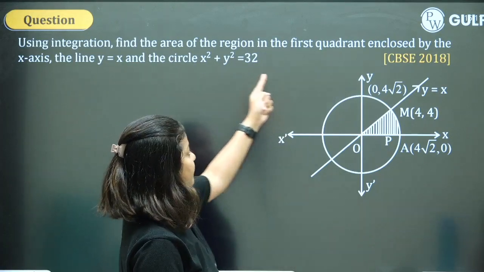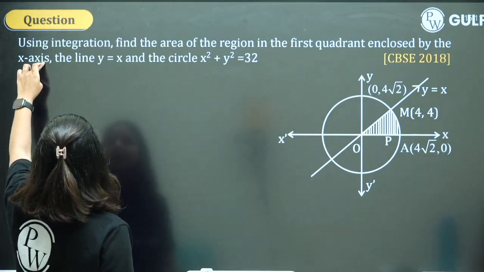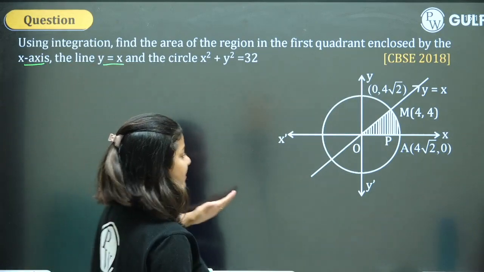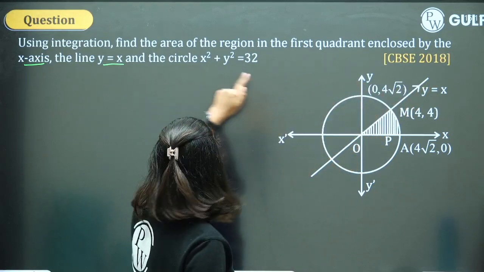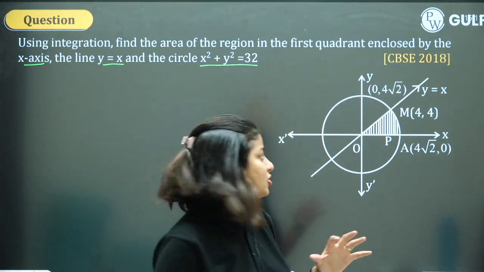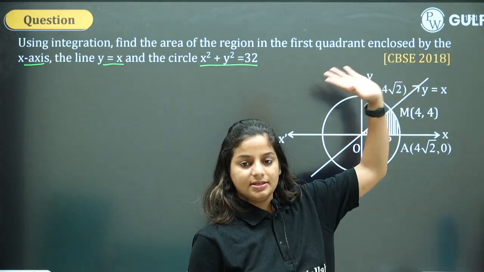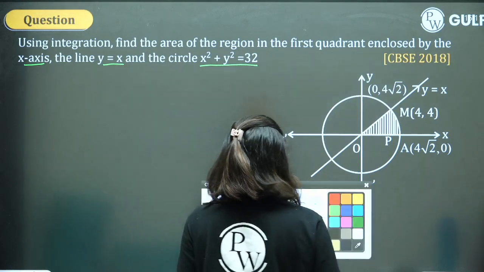Using integration, find the area of the region in the first quadrant enclosed by the x-axis, y equal to x line, a straight line passing through the origin, and x square plus y square equal to 32. Making a diagram takes a lot of time, therefore I have already kept the diagrams ready. This is a question from CBSE 2018.